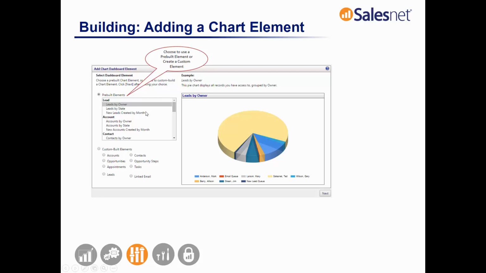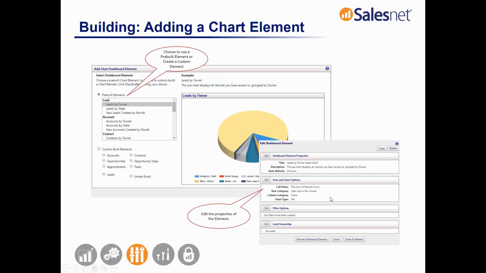But let's start with a pre-built element, and when we do that, we choose our element that we're going to start with, we click next, and then we're immediately presented with the properties of that element. So the naming, what type of chart it is, which fields we want to see, how it is filtered. So we can just save and accept that setting, or we can edit it at that time.